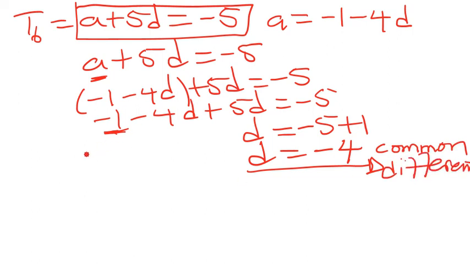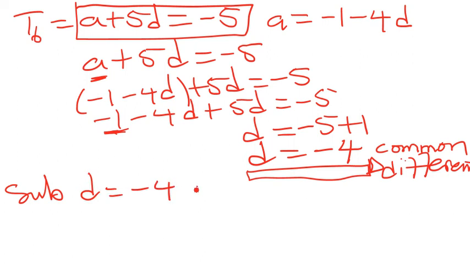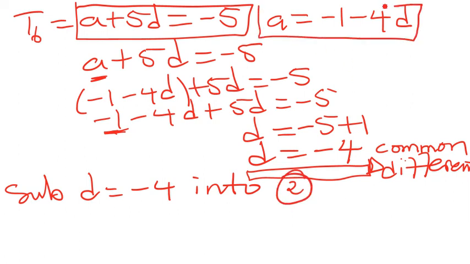Now, since we have this common difference, we can substitute it. We substitute d is equal to negative 4 into equation 2. Why equation 2? We want to find the value of a. We want to find this value. So now I think we have to have another new page.